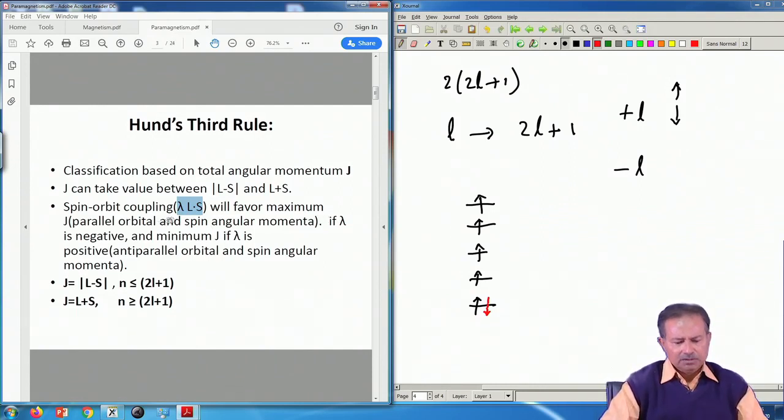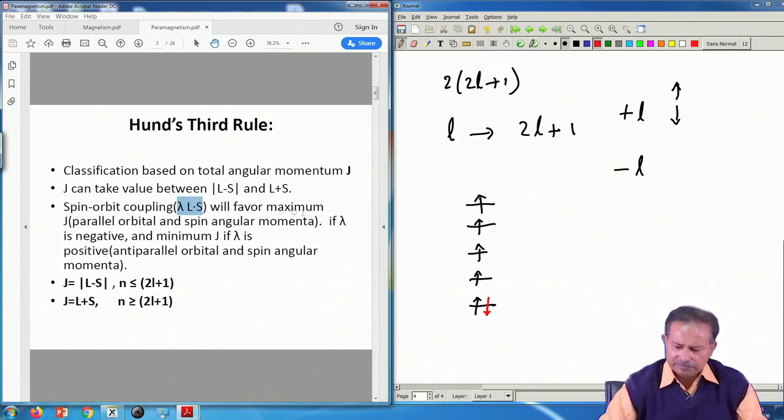So, since L and S are now coupled, L dot S is the energy, and L and S are no longer good quantum numbers separately. What is a good quantum number is the total angular momentum J. So, you have to go to the basis with J, and again there are 2J plus 1 projections for J, from plus J to minus J; Jz takes these many values. Now, the lambda is negative.